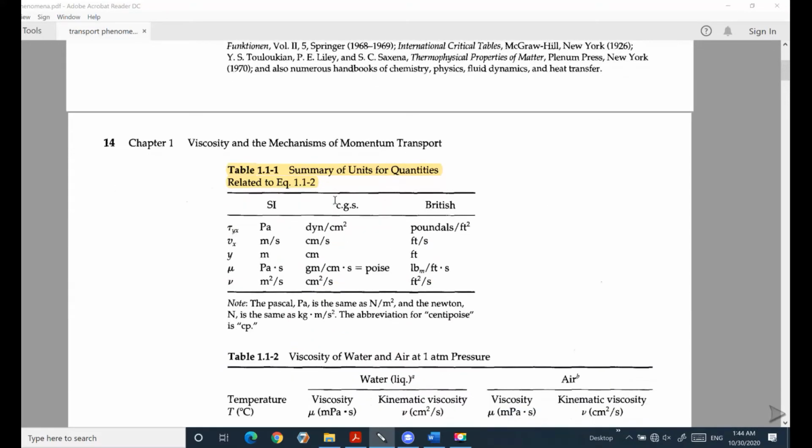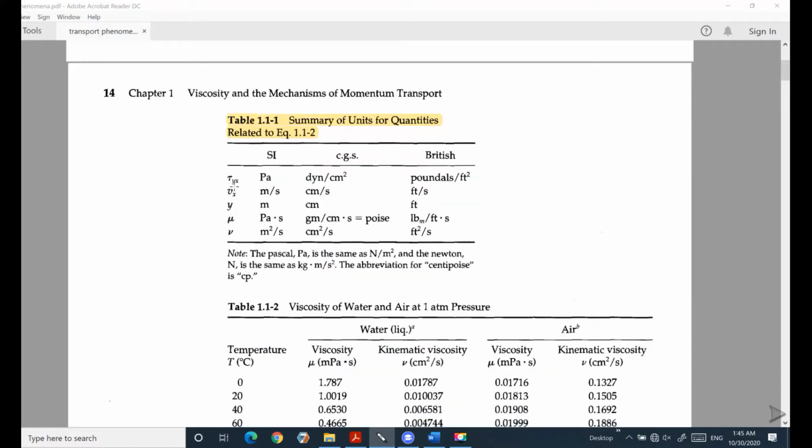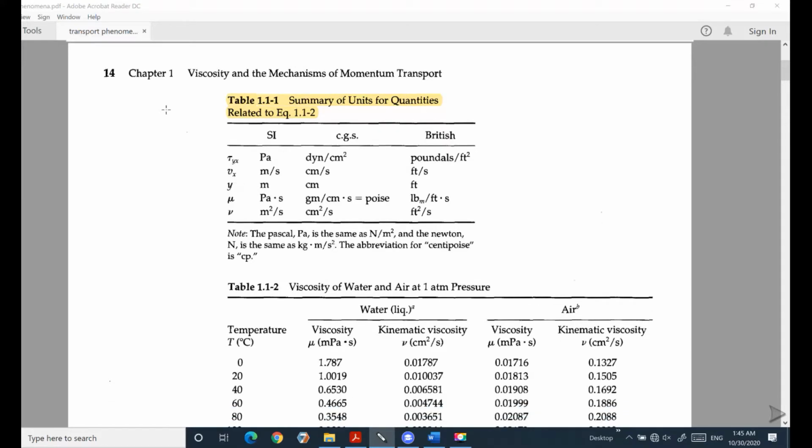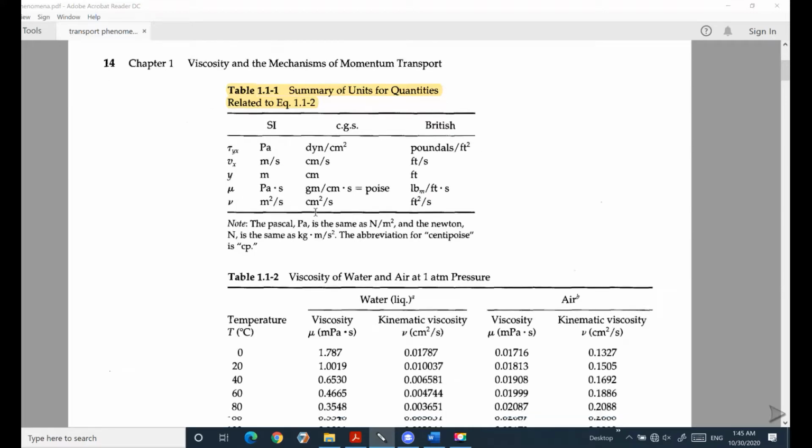So here is a table summary of all the units. Tau_yx represents the shear stress acting on the fluid, F over A, in Pascals. Vx is the velocity of the fluid in between the two plates, in meters per second. Y is the distance between the two plates. Mu is the viscosity, in Pascal seconds. Kinematic viscosity is in meters squared per second.